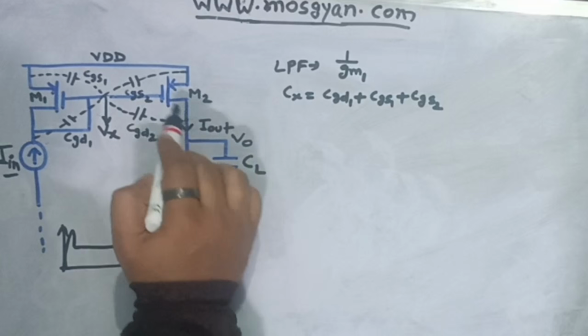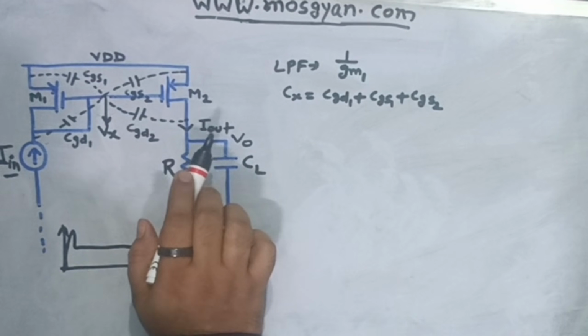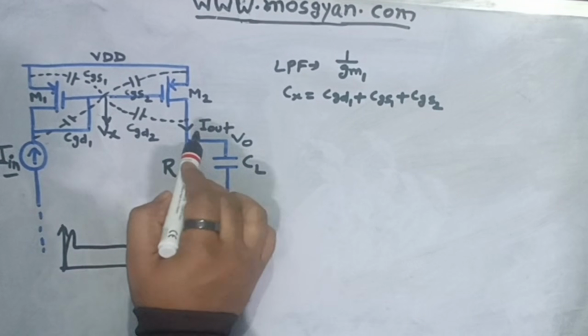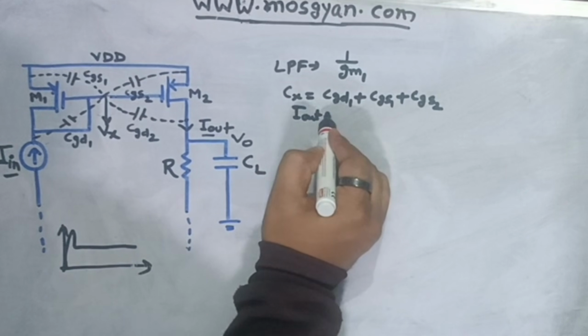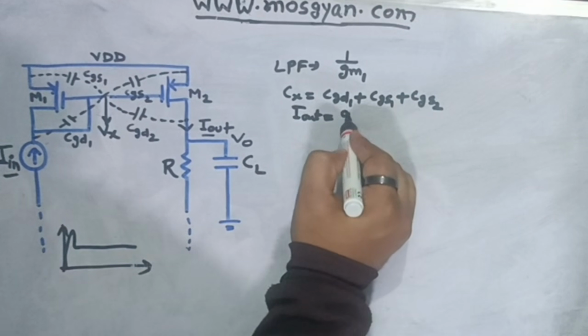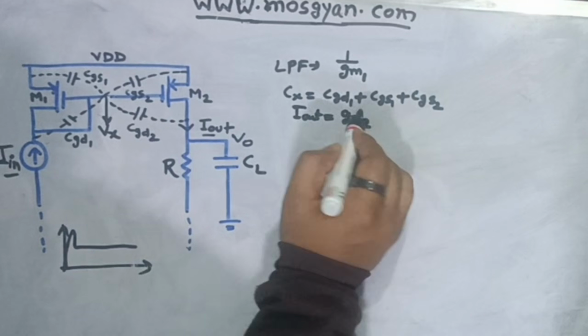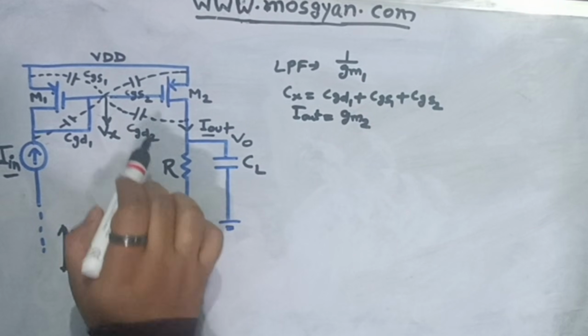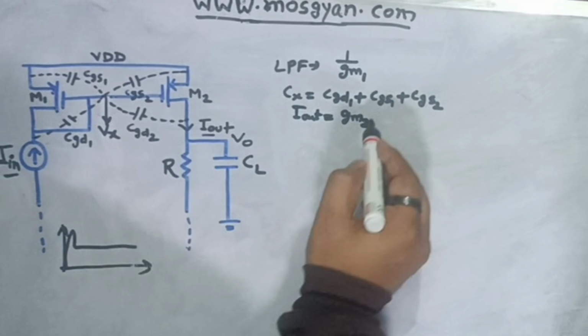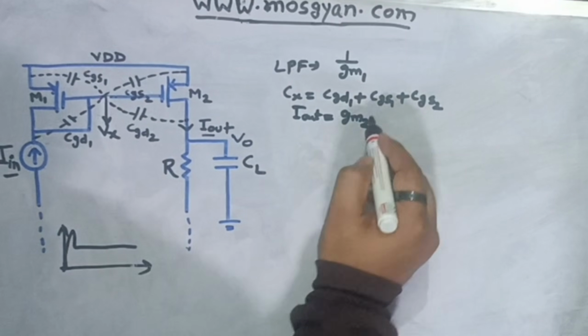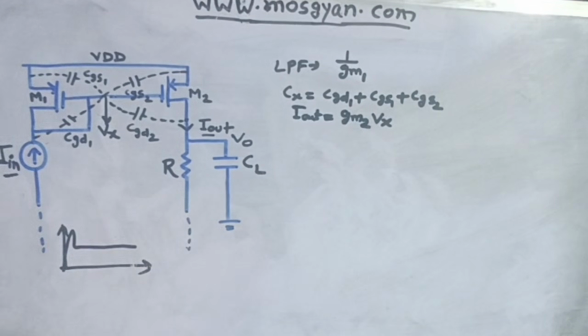Now if I talk about this MOS M2, this is a voltage controlled current source. So the current Iout would be equal to gm2 into Vgs. Since we are talking about the small signal model, this DC source will be considered as 0, Vd will be 0. So Vgs would be nothing but Vx here. So this will be the value of Iout.